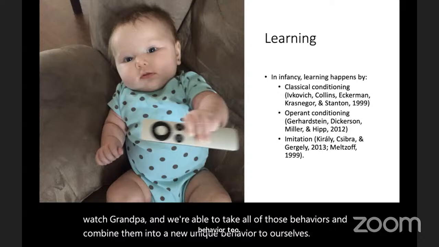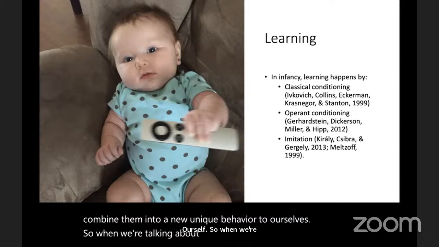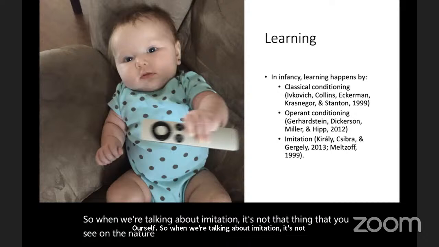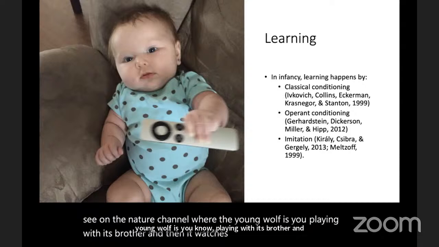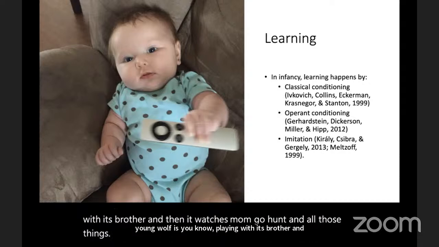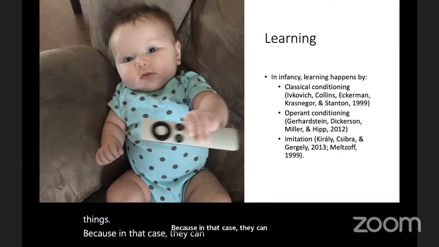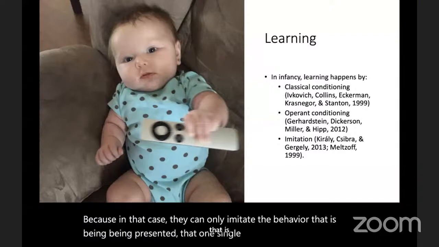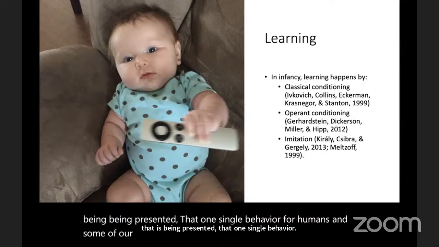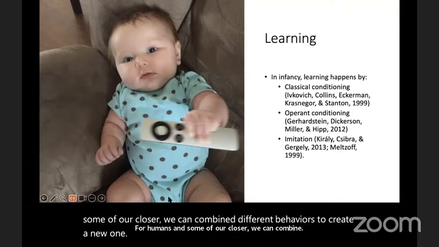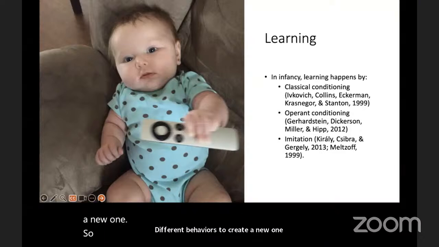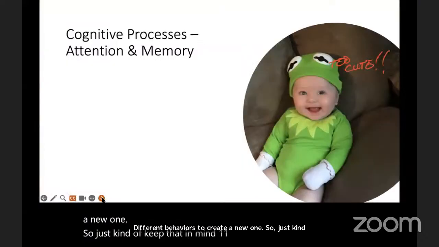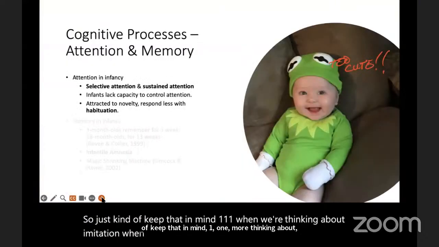So when we're talking about imitation, it's not that thing that you see on the Nature Channel where the young wolf is playing with its brother and then it watches mom go hunt. In that case, they can only imitate the behavior that is being presented, that one single behavior. For humans and some of our closer cousins, we can combine different behaviors to create a new one. So just keep that in mind when we're thinking about imitation when it comes to adults.